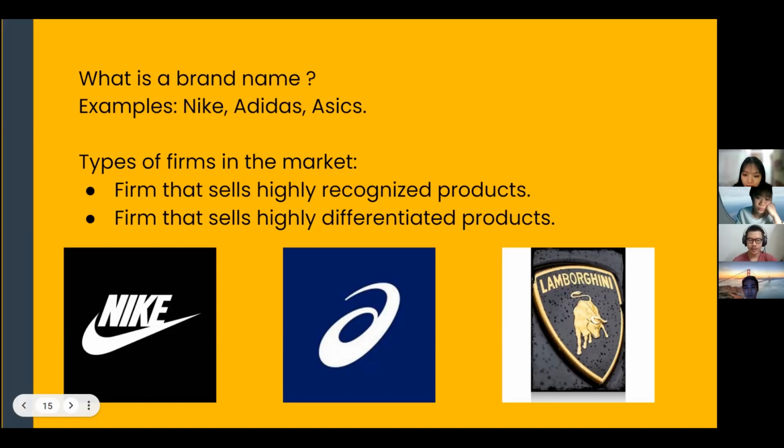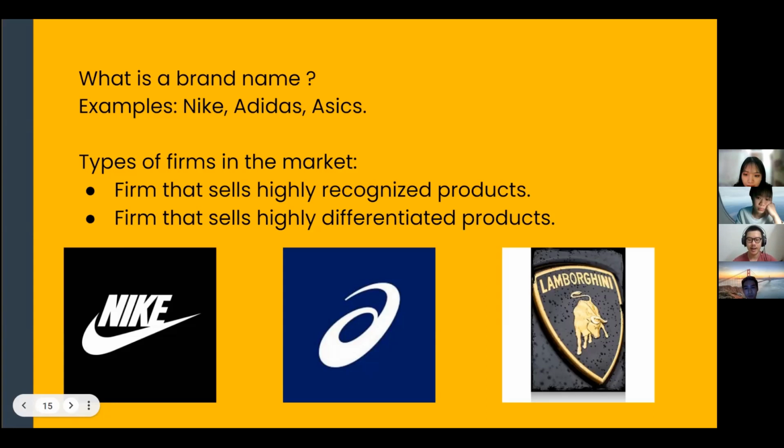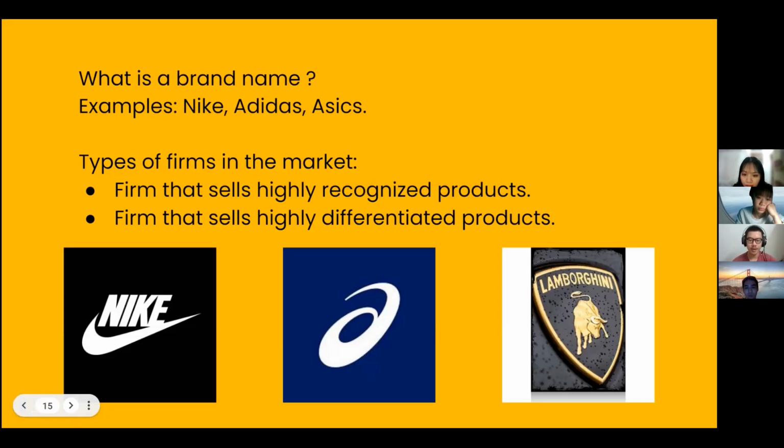And the second type is the firm that sells highly differentiated products. For example, perfume, satellite dishes, and fishing rods. They spend almost no money on advertising. The reason behind this is the differences of their products in the market. Their products are easy to recognize. Perfume is a great example.